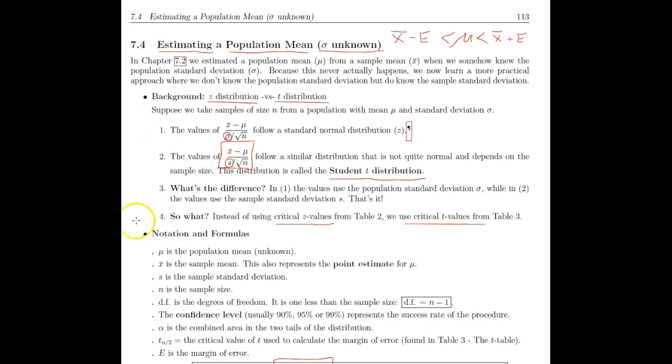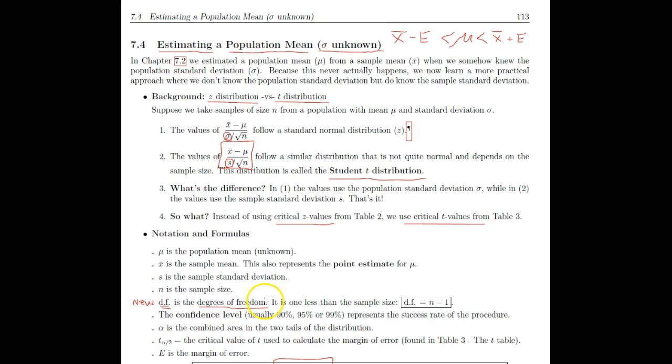So the author has some notation and formulas here. A lot of these are very familiar to you. Mu is the population mean, which obviously is unknown because that's what we're trying to estimate. X bar is the sample mean, we know that. S is the sample standard deviation. You guys should recall that from earlier this semester. N is the sample size. You guys better be familiar with that by now. And this is a new term, called the degrees of freedom, and we denote that as df.